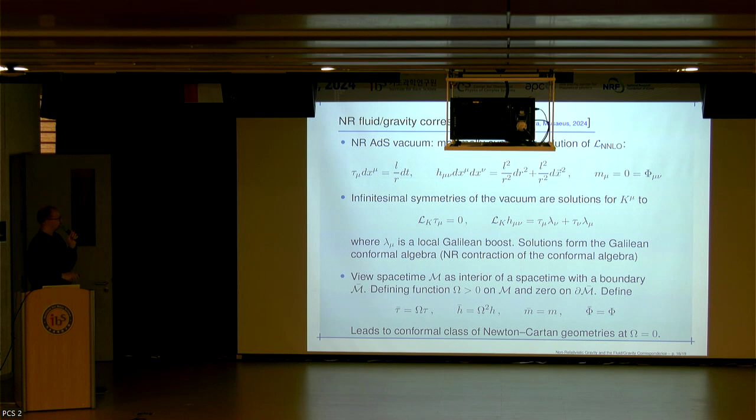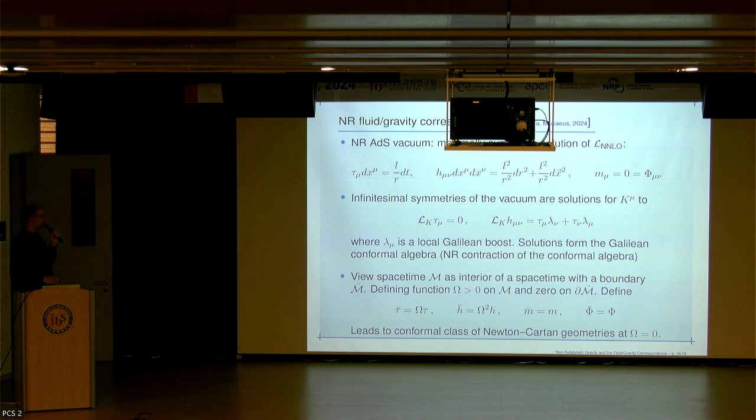And you can ask what the symmetries of this vacuum are. You solve these Killing equations, and you get exactly this. The Lie derivative along the Killing vector has to be 0 up to a local gauge transformation, and this is a local Galilean boost. H has a gauge transformation acting on it that is exactly this, so this is the right equation to impose. If you solve these equations, you get something called the Galilean conformal algebra. And that is exactly what you get if you take the relativistic conformal algebra and send the speed of light to infinity.